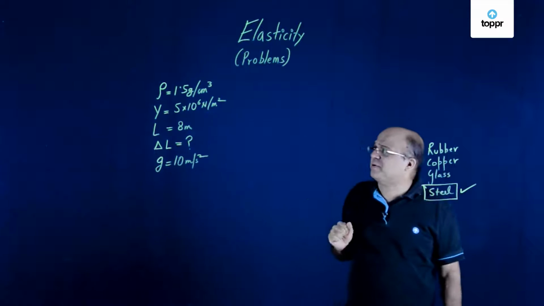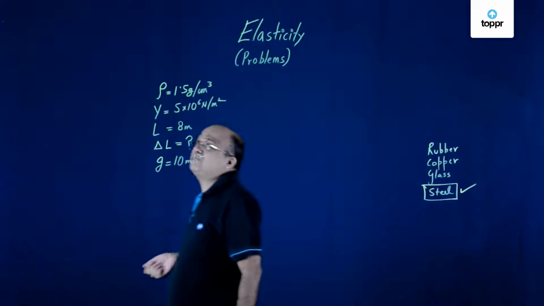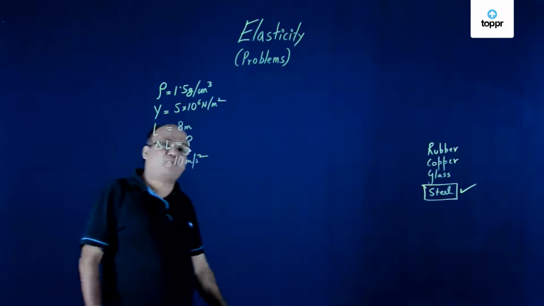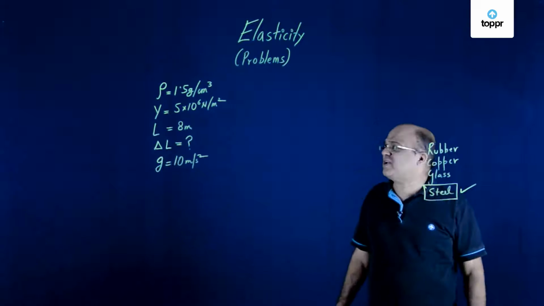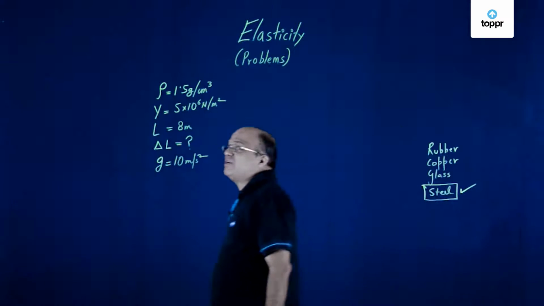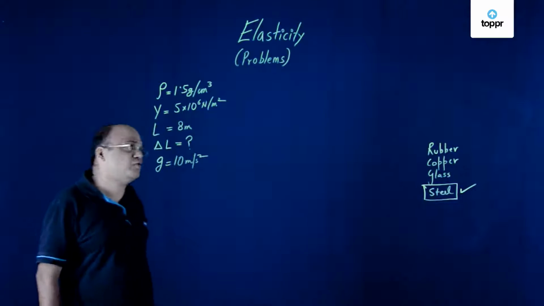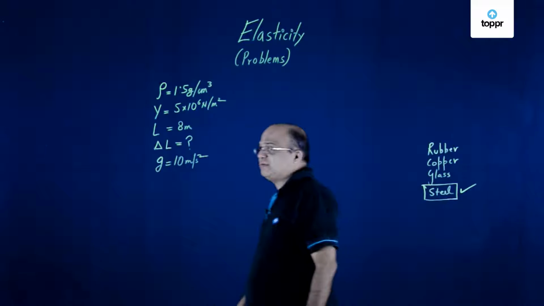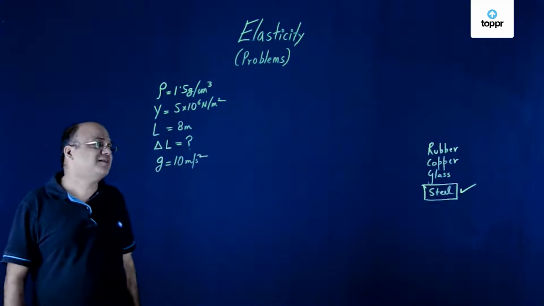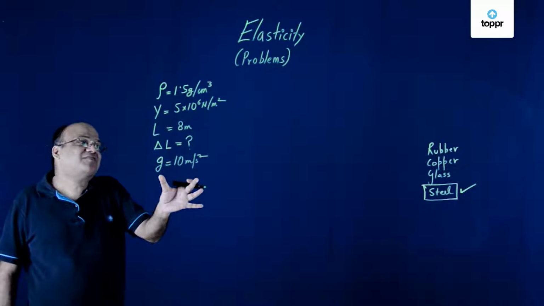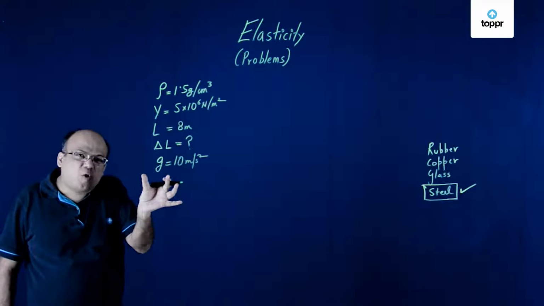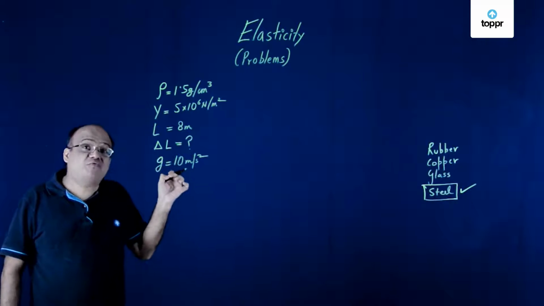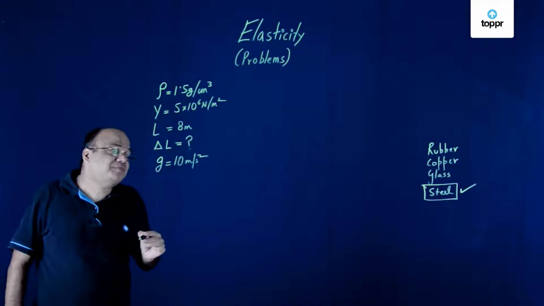Now let us look at one more problem. There is a rope which is hung from the ceiling. The density of the rope is 1.5 gram per centimeter cube. Young's modulus of the material of the rope is 5 into 10 to the power 6 Newton per meter square. The length of the rope is 8 meters. G is 10 meter per second square. Question is, what is the increase in length of the rope due to its own weight? So that is the question.